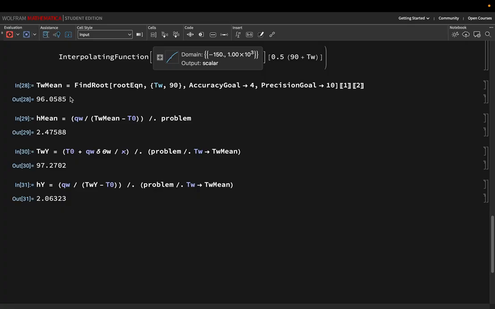Once I know the mean temperature, calculating H is straightforward, right? H is basically Q by T mean minus T naught. Similarly, I can calculate the wall temperature at the end of the plate and calculate heat transfer from it. So heat transfer is QW by TW minus T naught, and TW is T naught plus theta times whatever we have, and theta wall times this, the equation that I have just shown before.